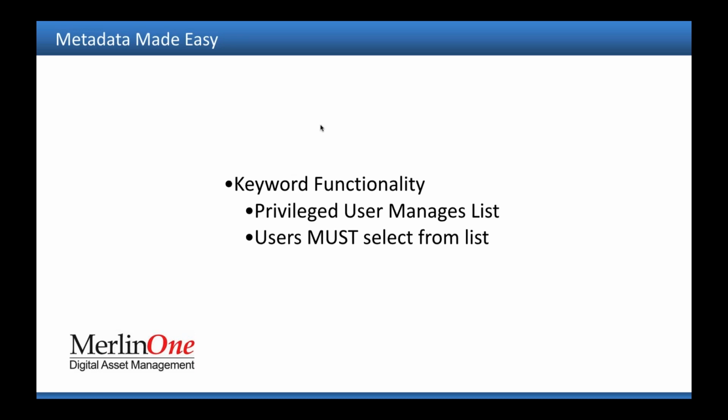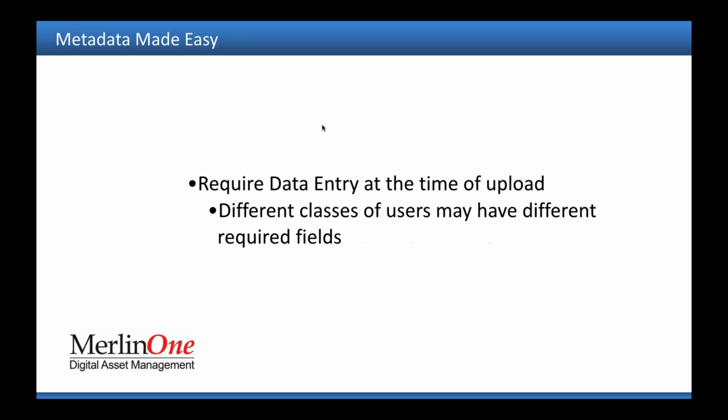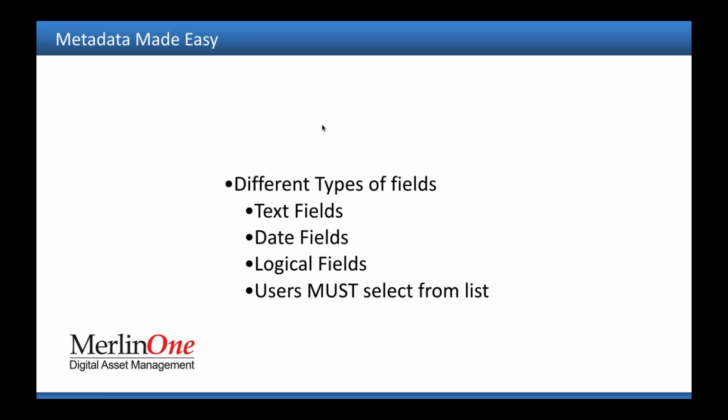So the first thing we're going to talk about is keyword functionality and how a privileged user can manage the keyword list and how users have to be able to select from the list. This is what we're going to talk about with keywords, and I'm going to show you all of these things, but I just wanted to go over each one of these items first. As the manager of keywords, you can control what keywords your users have access to. This is a really nice feature.